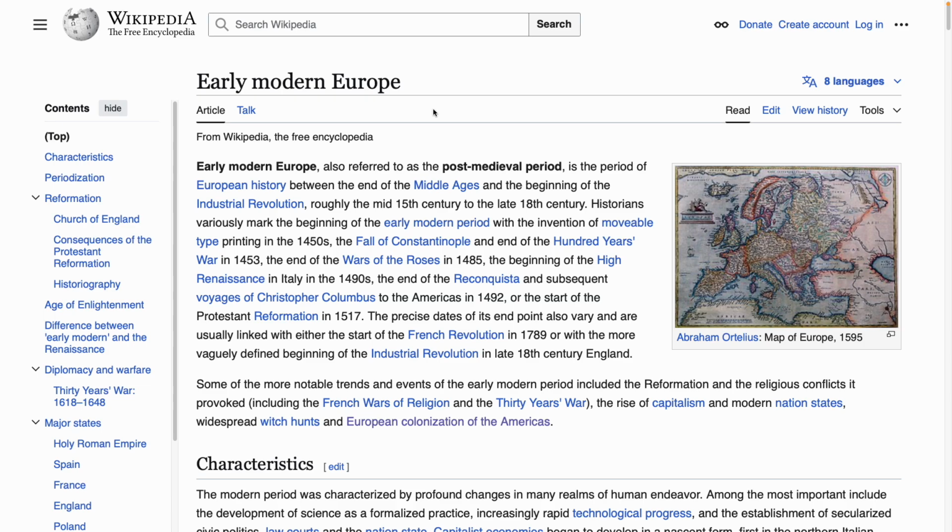Early modern Europe, also referred to as the post-medieval period, is the period of European history between the end of the Middle Ages and the beginning of the Industrial Revolution. Roughly the mid-15th century to the late 18th century. So mid-15th would be 1450, and late 18th would be like the 1790s or something. So 1450 to the 1790s.